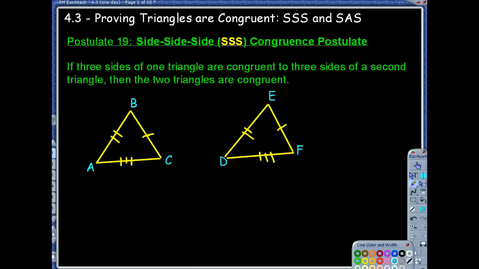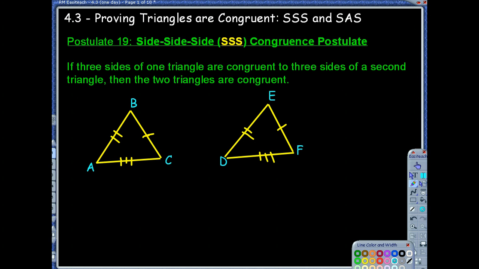Section 4.3's focus is going to be actually on proving just specifically triangles are congruent, which is back when we first started this chapter, that was the title of the chapter. So we've kind of eased our way into it. Yesterday, you just proved any figures were congruent.